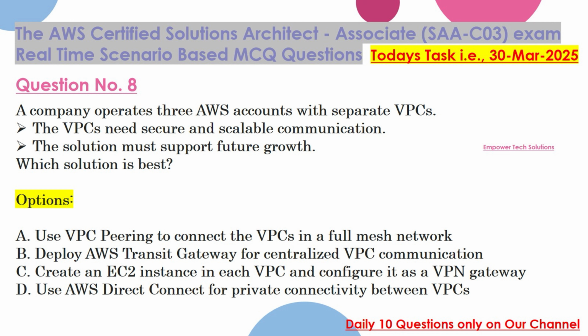Use VPC peering to connect the VPCs in a full mesh network. B. Deploy AWS Transit Gateway for centralized VPC communication. C. Create an EC2 instance in each VPC and configure it as a VPN gateway. D. Use AWS Direct Connect for private connectivity between VPCs.